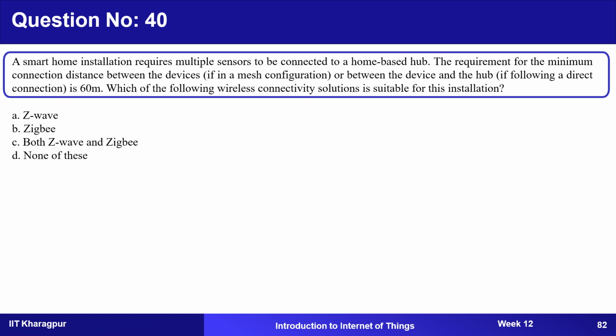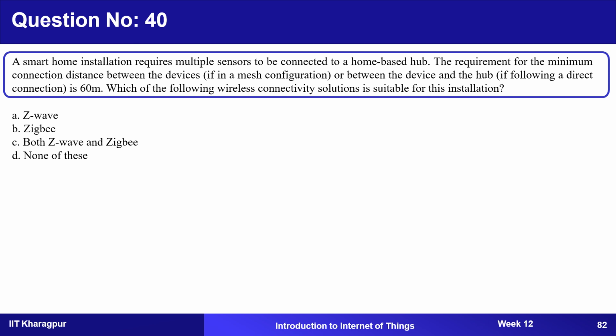Next question is, a smart home installation requires multiple sensors to be connected to a home based hub. The requirement for the minimum connection distance between the devices or between the device and the hub, if following a direct connection, is 60 meter. Which of the following wireless connectivity solutions is suitable? A, Z-Wave. Yes, ma'am. A, ma'am. Okay.